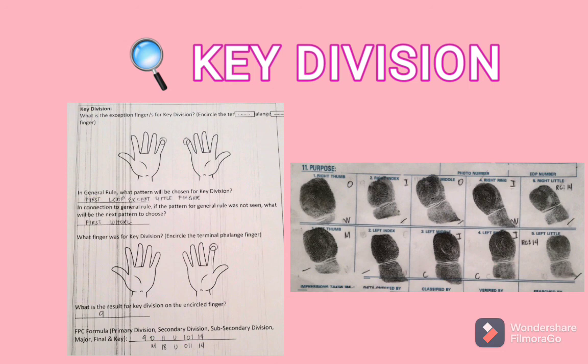So here is the final fingerprint classification formula. The key division will be put before the major division. So that would be 9, then O over M, 11 over 18, U over U, I over OII, and then the last one is 14 over 14.